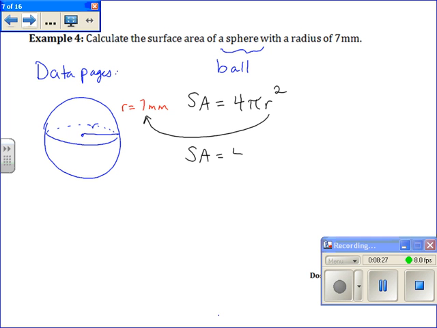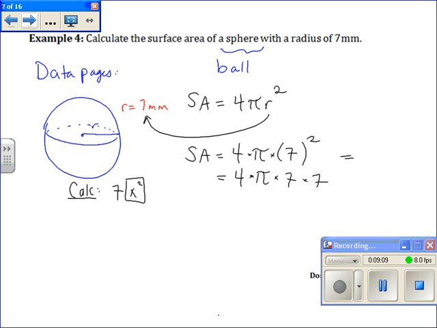Surface area is equal to 4 times pi times 7. This is 7 millimeters, but I'm going to drop my units just for the moment to keep it simple. 7 squared. I do have to square that. That's the same as 4 times pi times 7 again. Now, in your calculator, you can use the square button. So you could also say that's 4. If you're using your calculator, 7 squared is going to be 7, and we hit that little button that looks like this, our square button. 7 squared gives us 49, times the rest of it, times 4 times pi.